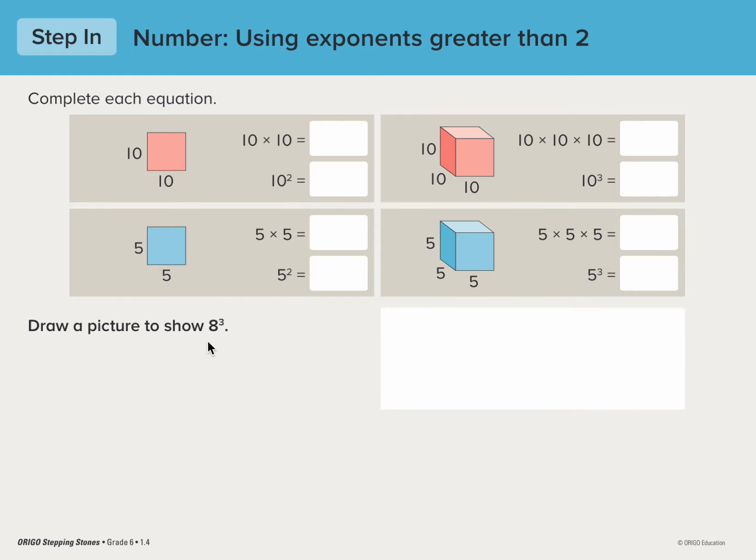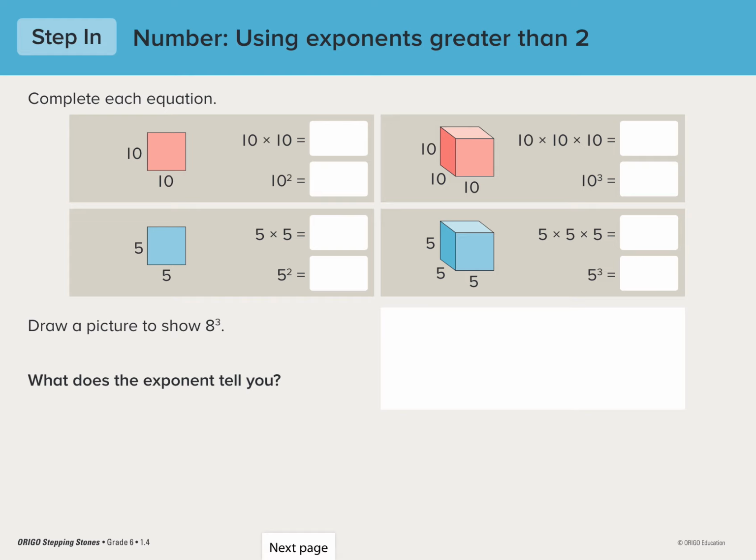Let's draw a picture to show 8 to the third power, 8 cubed. Okay, well, how many dimensions do we have? What is our exponent? 3. Okay, so if you look up here and think back to what did our power of 3 look like? We have a cube that has side lengths of, in this instance, 8. Again, my drawing skills are not too fancy, are they, guys?